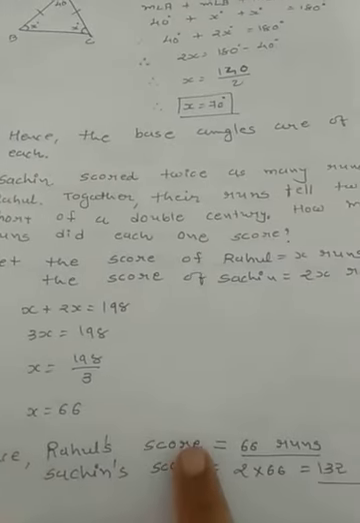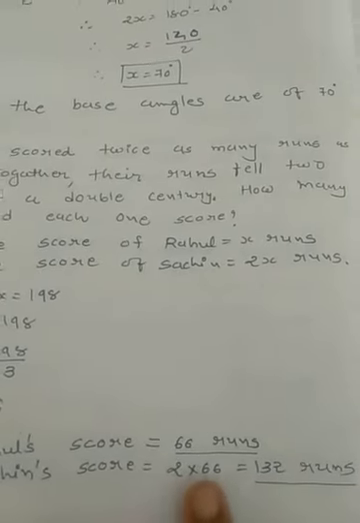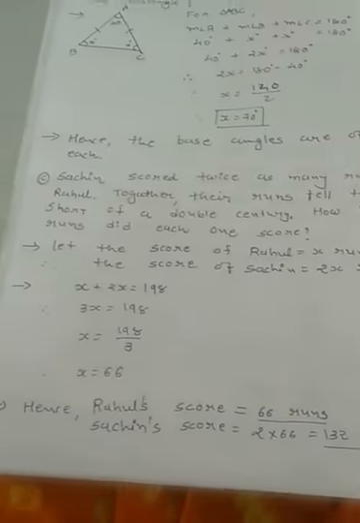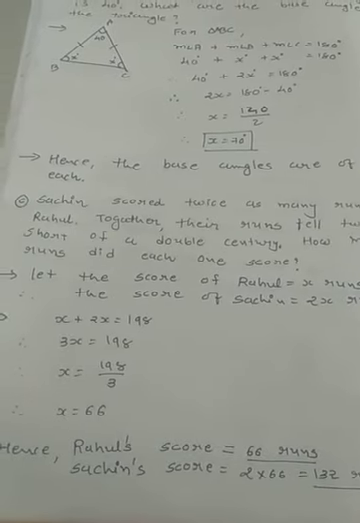So Rahul's score is 66, and what about Sachin? Double of him, so 66 twos are 132. So we got the score of both. That's all about question number C. Now question numbers 3 and 4 we will see tomorrow. Thank you.